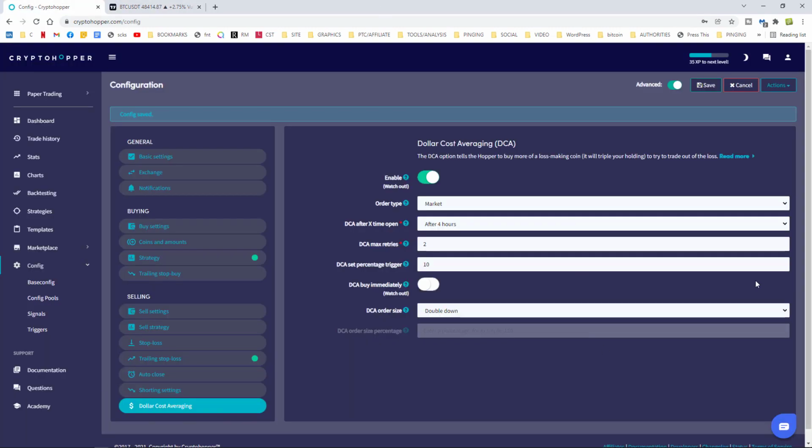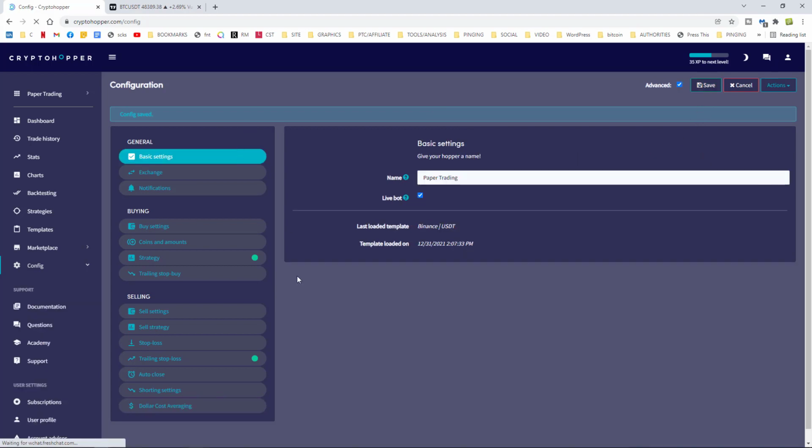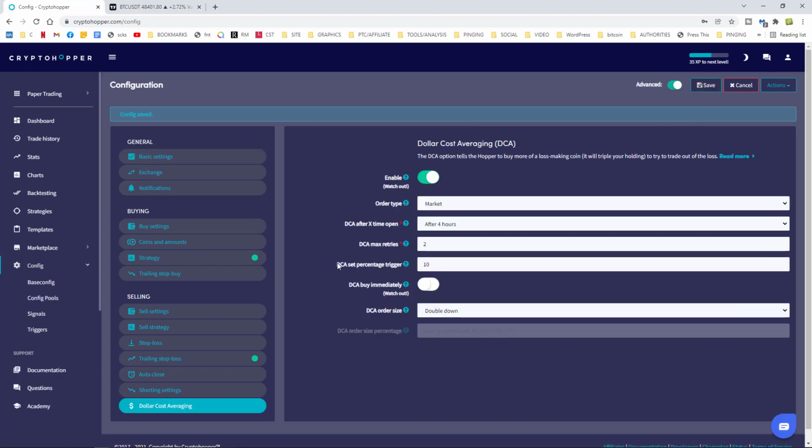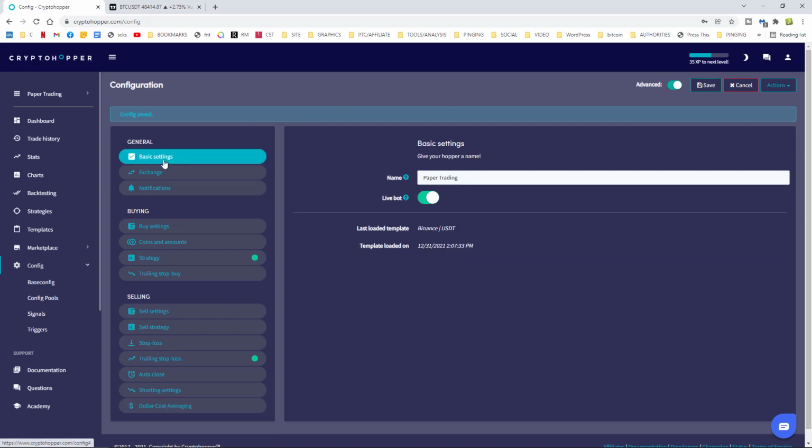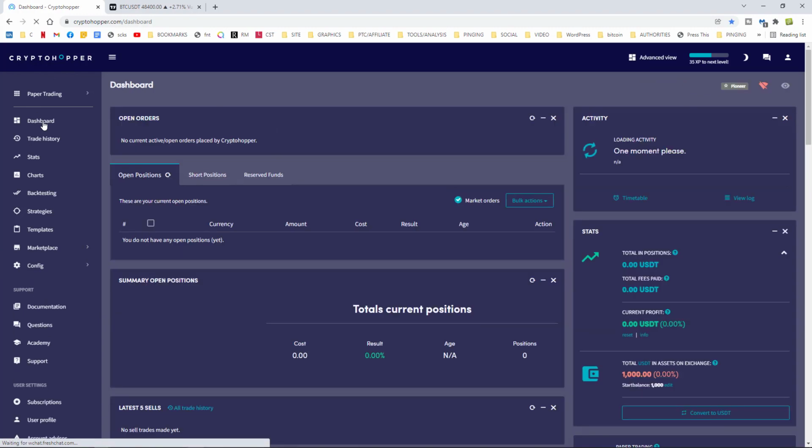Alright. So that's all, everything set. Remember, click on save every time you've done something. And then it's time to go back to basic settings, make sure this is switched on. Make sure this is the correct bot. Go back to your dashboard. Slurp the coffee.